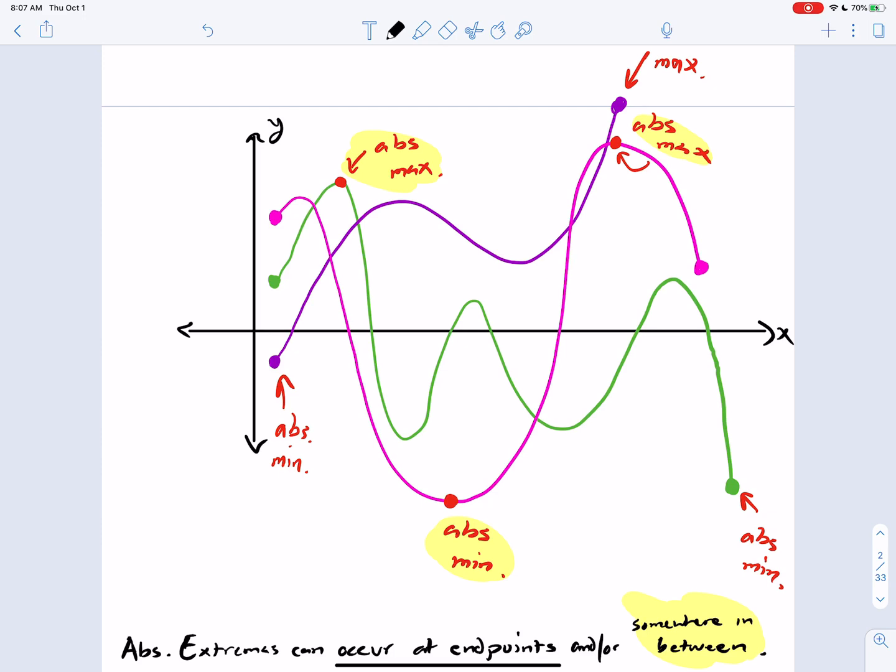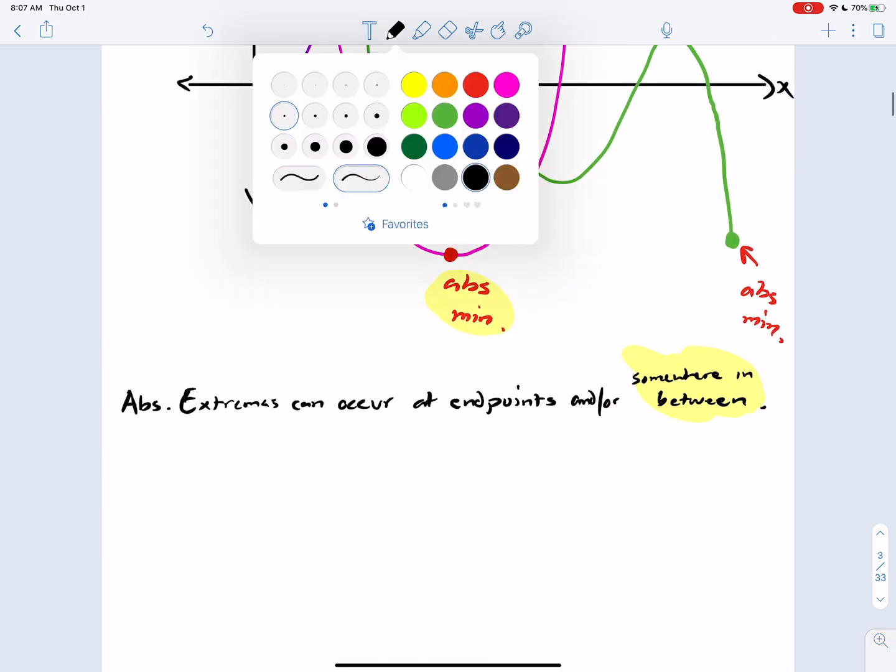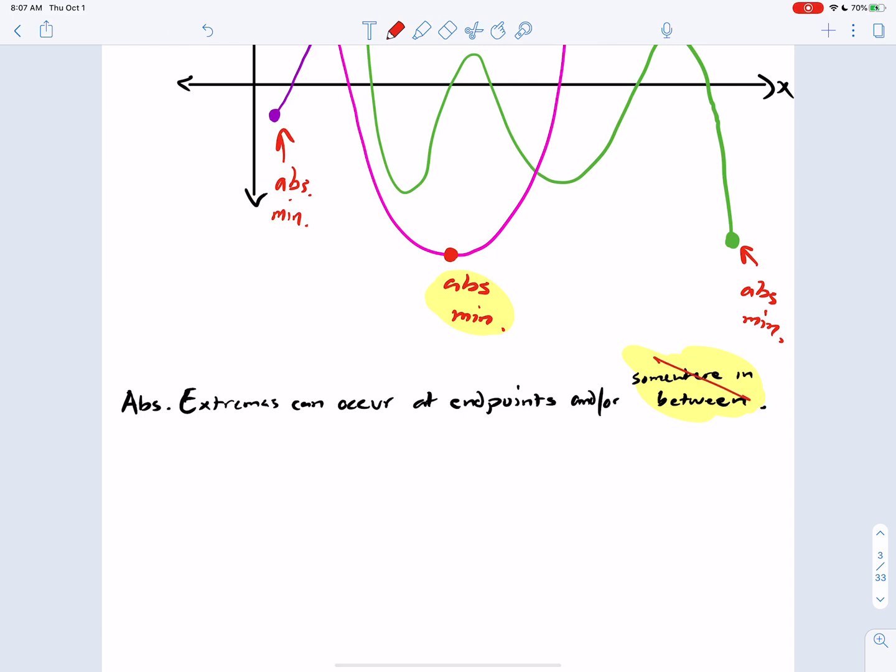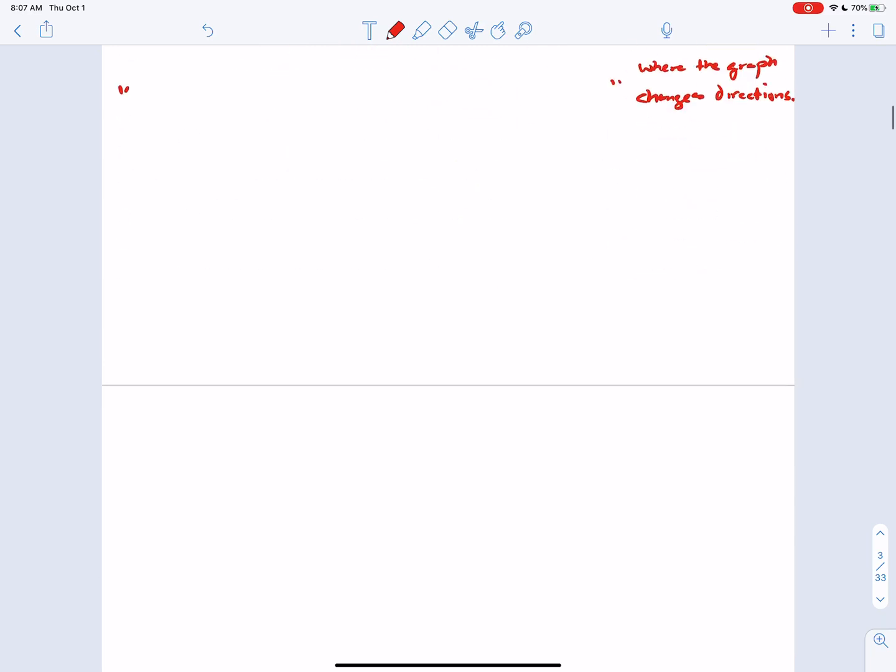Okay, so we're going to modify this a little bit, okay? So instead of saying somewhere in between, we're going to say where the graph changes directions. And we'll ditto everything here. Absolute extremes can occur at endpoints and or where the graph changes directions. We're going to come back to this, okay?